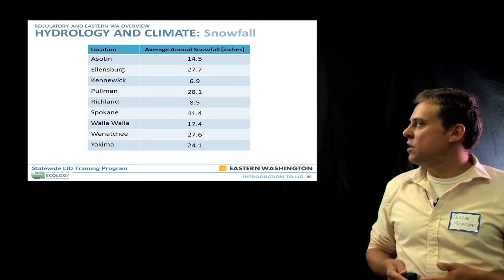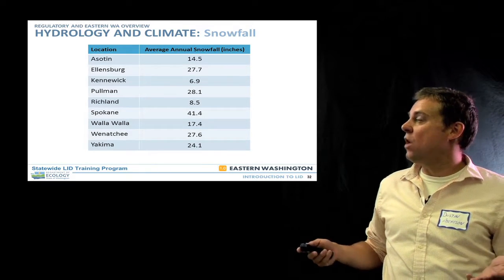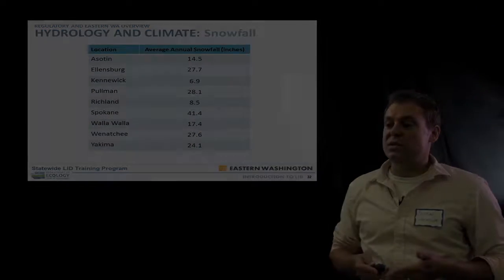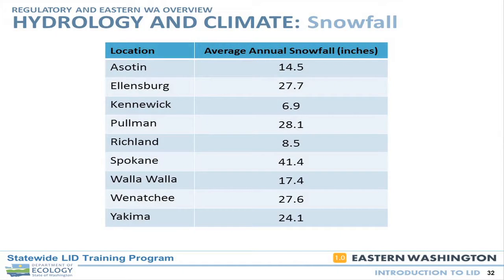Here's a summary of the total annual snowfall. So snow happens. Snow is something that's very important to consider in low impact development, because where are you going to store that snow? How is that snow going to affect the performance of that facility and its long-term O&M considerations for how you manage those facilities, such as porous pavements? Here in Wenatchee, it's about 27.6 inches per year of snowfall, which is right about in the middle of most of the areas in Eastern Washington.